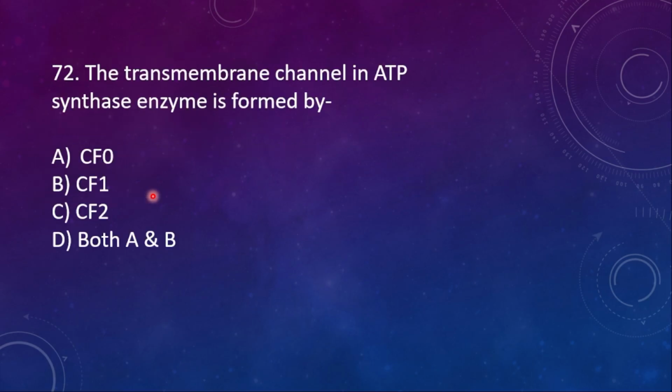72. The transmembrane channel in ATP synthase enzyme is formed by A, CF0, B, CF1, C, CF2, and then D, both A and B. Here the right option is A, CF0.